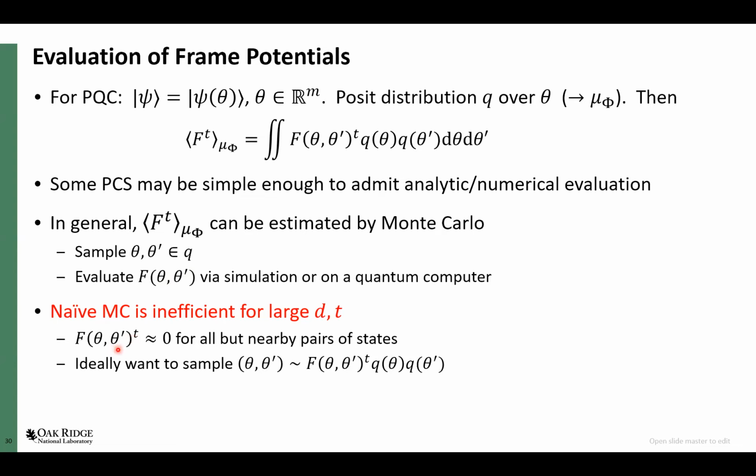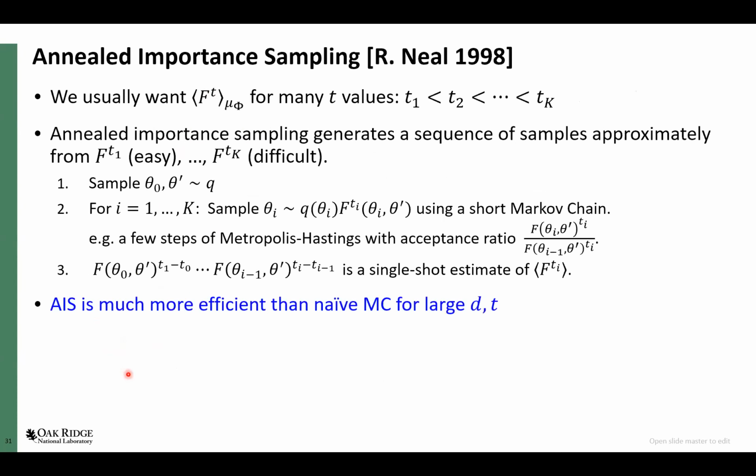And the reason is that in high dimension and for large t values, most states that you pick are going to have a not very high fidelity with each other. And then when you raise that to some large power, that's going to be close to zero. And so most states that you pick just blindly are going to contribute very little to your estimate of this frame potential. So what you really want to do is do some importance sampling.